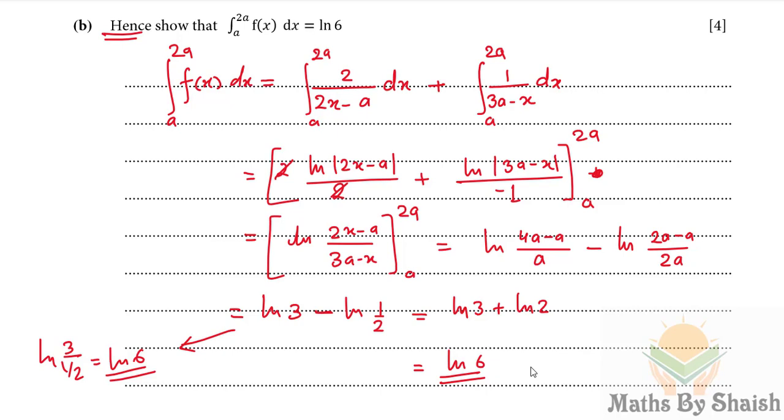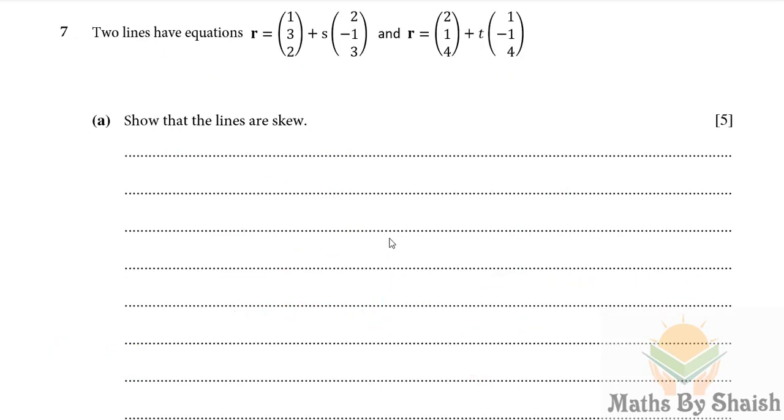Let's discuss the next question now. Here's the 7th question. The two lines have equations r = (1, 3, 2) + s(2, -1, 3) and r = (2, 1, 4) + t(1, -1, 4). We need to show that the lines are skew. Lines are skew means not parallel and not intersecting. So this is what we have to prove.